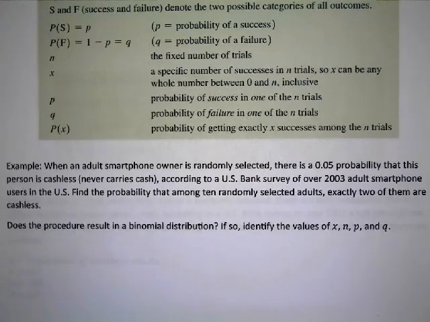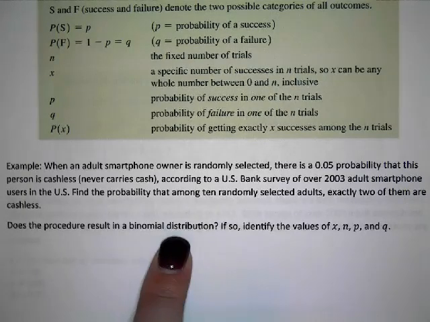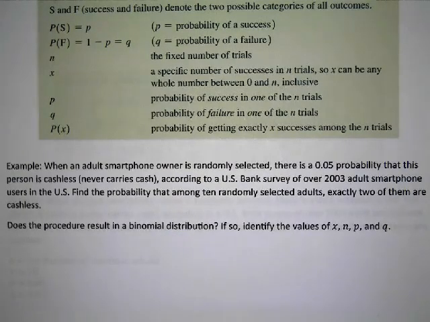All right, so when an adult smartphone owner is randomly selected, there is a 0.05 probability that this person is cashless, which means they never carry cash, according to a U.S. bank survey of over 2003 adult smartphone users in the U.S. Find the probability that among 10 randomly selected adults, exactly 2 of them are cashless. Does this procedure result in a binomial distribution? Does it meet those 4 criteria? And then, if so, identify the values of X, N, P, and Q.